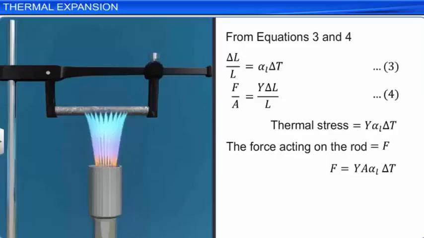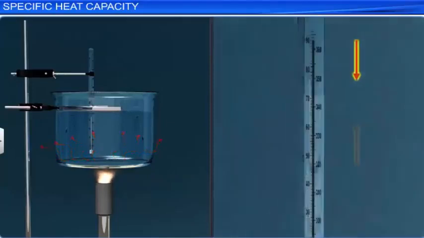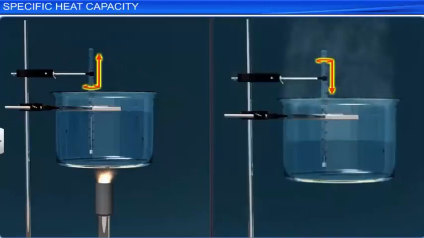You have already learned that if there is no change in the state of a body, its temperature increases when it absorbs heat energy from the surroundings and decreases when it emits heat energy. Now let us study the factors that influence the heat required to change the temperature of a body.